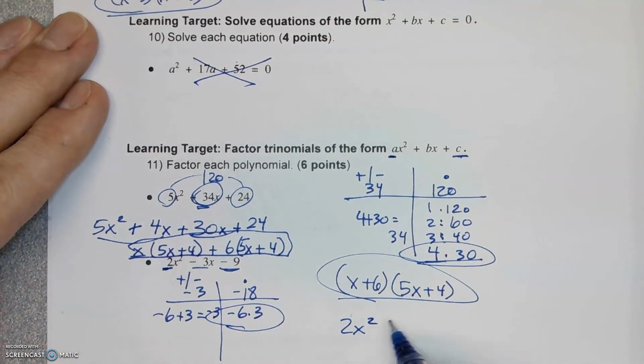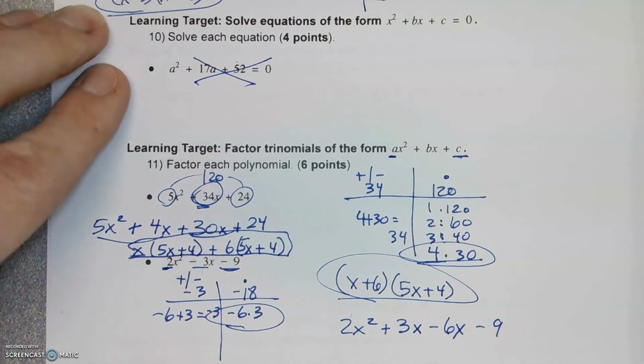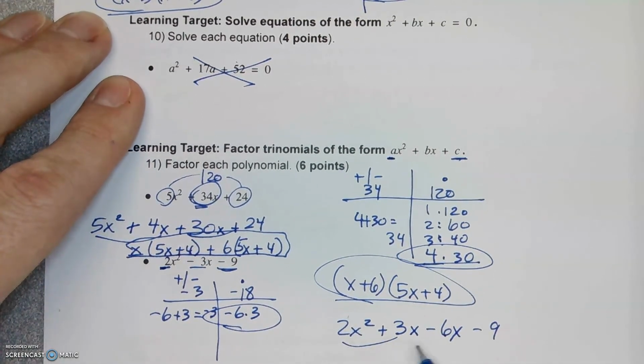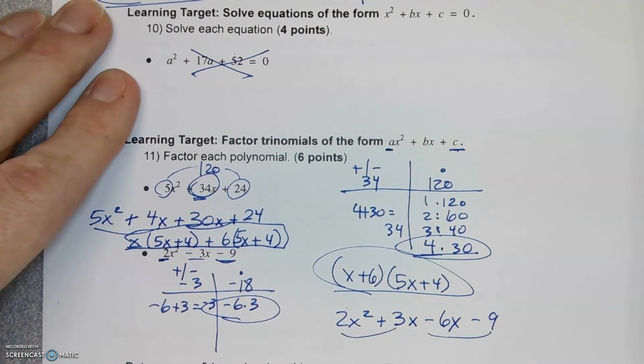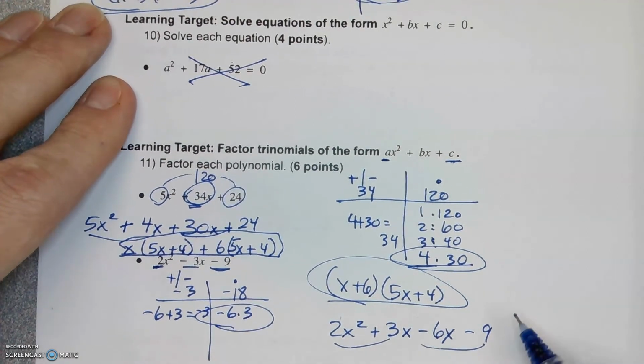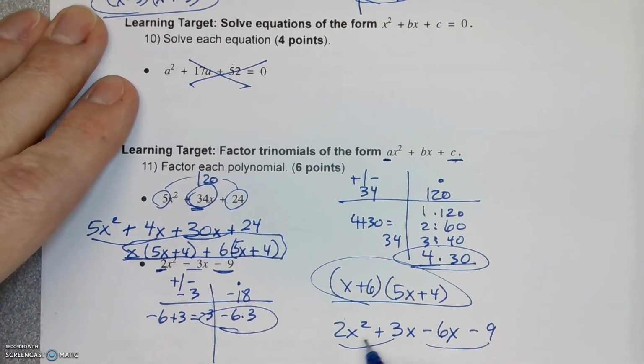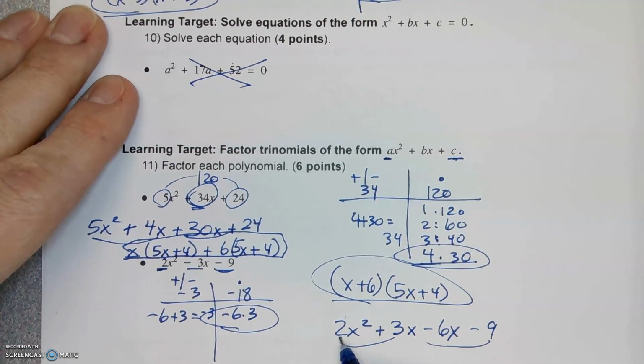Bring that 2x squared down. Bring that -9 down. Now, we'll add 3x and subtract 6x. So we're going to combine and combine, or group is the word that the book uses. So what can we factor out of here? Well, we can factor out an x. We can't factor anything numbers-wise.